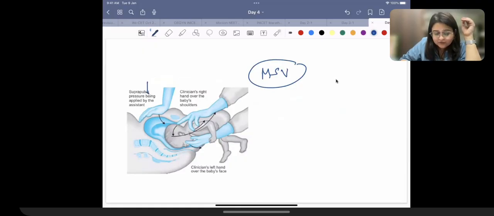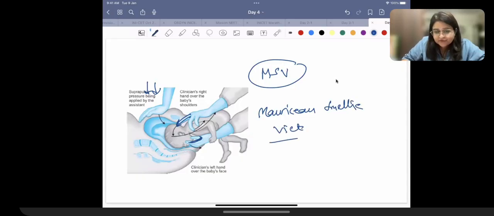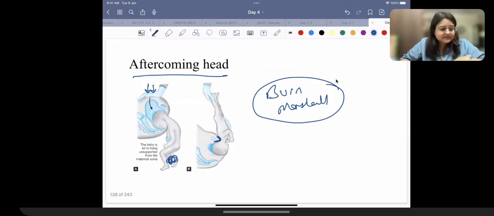Here you can see again suprapubic pressure is being done, but here the baby is put on the arm of the obstetrician, and this hand is causing malar traction, and this hand is pushing the occiput in front. So basically this is causing flexion. Flexion is very important even in breech delivery. A flexed head comes out easily. So this is called the Morisot-Smalley-Viet maneuver. Okay.